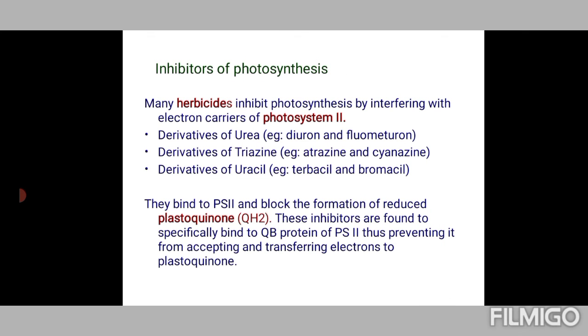And these are inhibitors of photosynthesis. There are certain inhibitors which are used as herbicides, and specifically there are certain herbicides which block the electron carriage mechanism in photosystem II. Examples are derivatives of urea, derivatives of triazine, and derivatives of uracil like diuron, atrazine, and bromacil. They act as herbicides and block electron transfer to plastoquinone. So the plastoquinone will not be converted to plastoquinol. That's how they act.